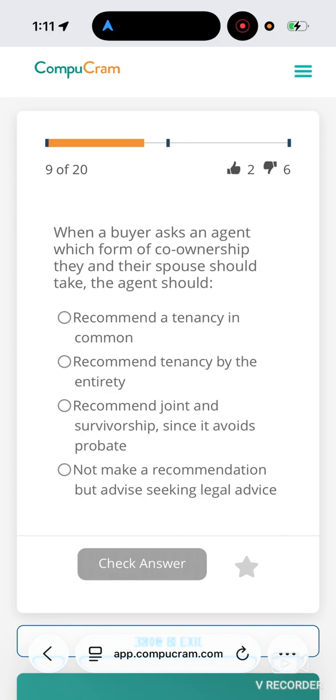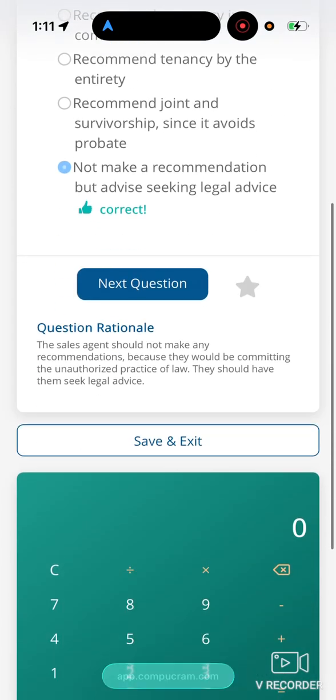When a buyer asks an agent which form of co-ownership they and their spouse should take, the agent should recommend a tenancy in common, recommend tenancy by the entirety, recommend joint tenancy with right of survivorship since it avoids probate, or not make a recommendation but advise seeking legal advice. I believe it's D. Yeah. The sales agent should not make any recommendations because they would be committing the unauthorized practice of law. They should have them seek legal advice.